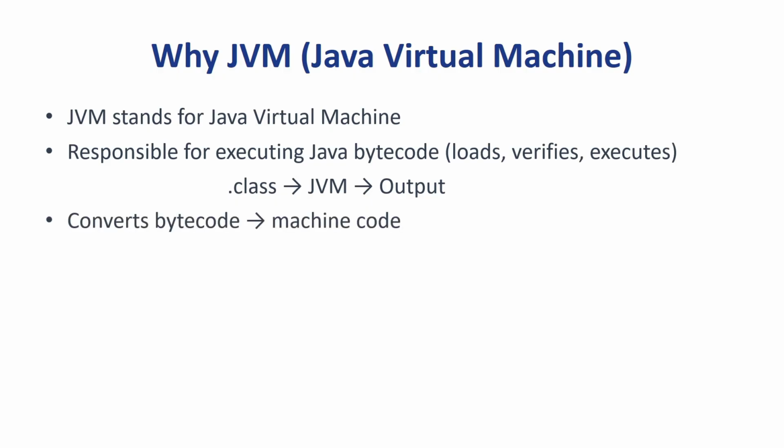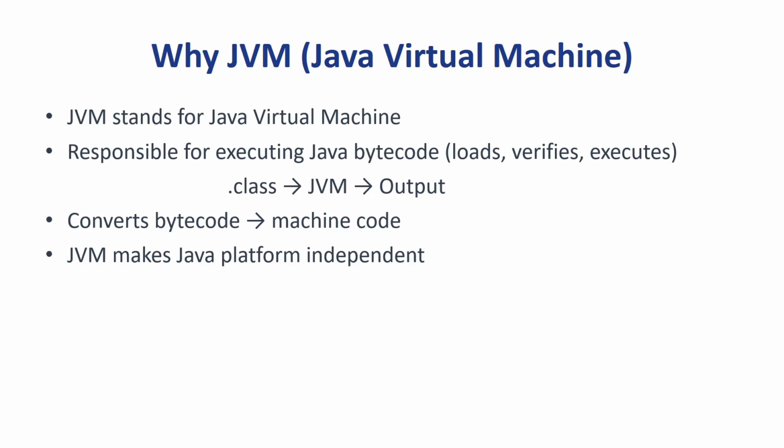So the next is, it converts bytecode into machine code. Let's understand this. The computer still cannot understand bytecode directly. So JVM converts bytecode into machine code which your operating system understands. This conversion happens inside JVM while your program is running. So bytecode is used for JVM, machine code is used for OS.